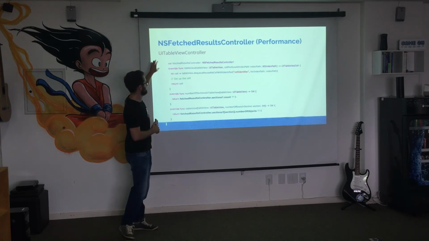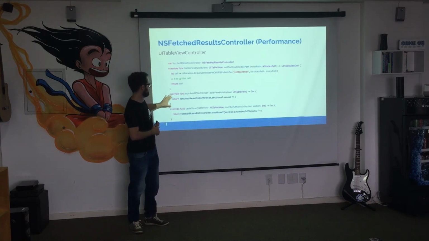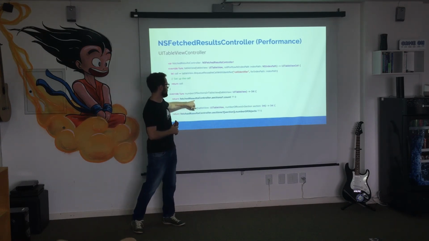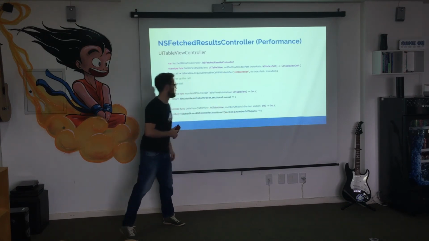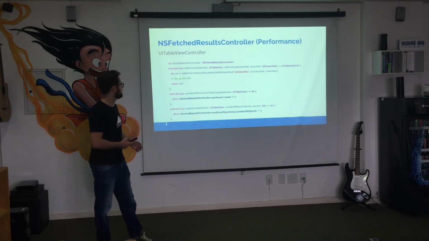This is just how to set up the table view. You just add a fetched results controller, and on the data source of the table view, you tell it the fetched results controller's number of sections and then the number of objects for that section, and then you're done. That's all you have to do.